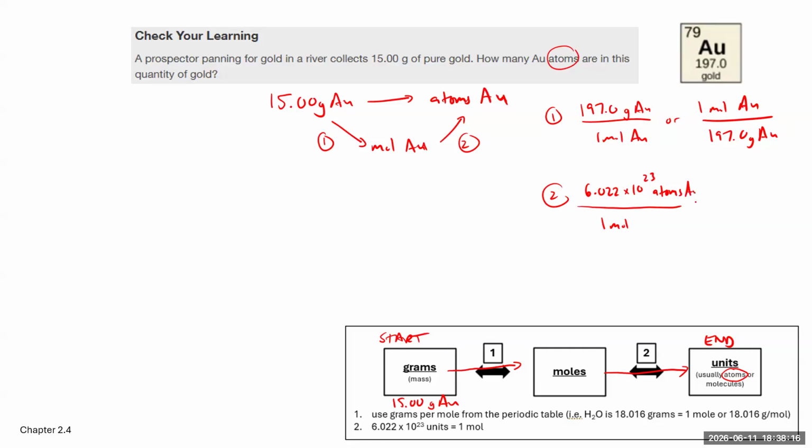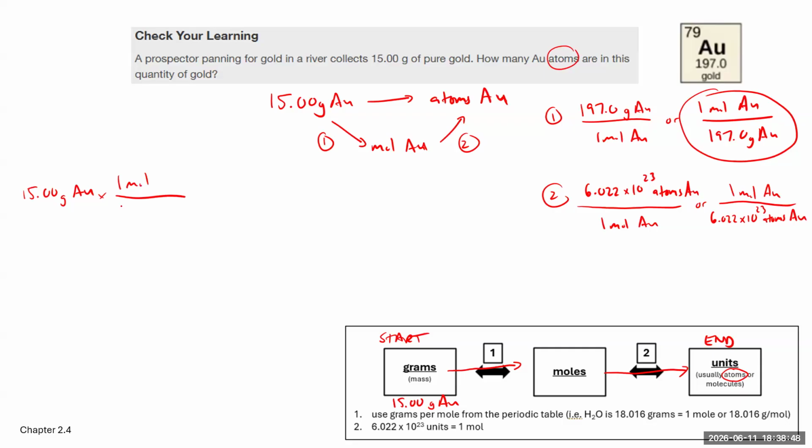And we can do it specifically, atoms of gold to 1 mole of gold, even though it's the same thing, but let's just put it in there anyway. This is 1 mole of gold, 6.022 times 10 to the 23rd atoms of gold. All right, let's do it. 15.00 grams of gold. We're going to use the grams of gold where it's on the bottom of the fraction.